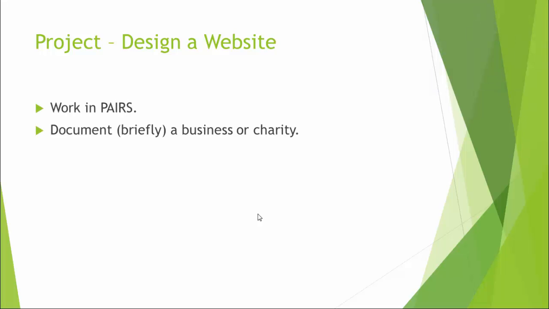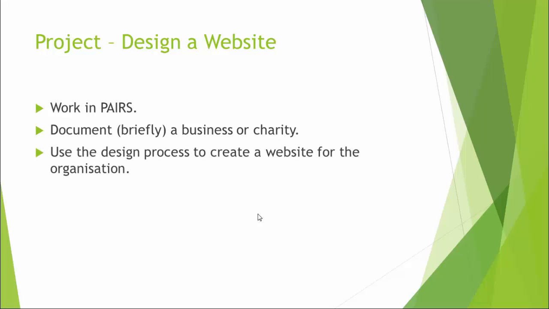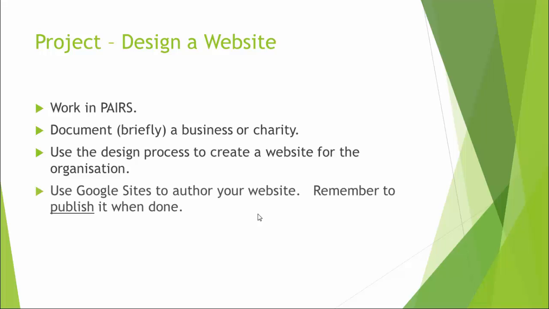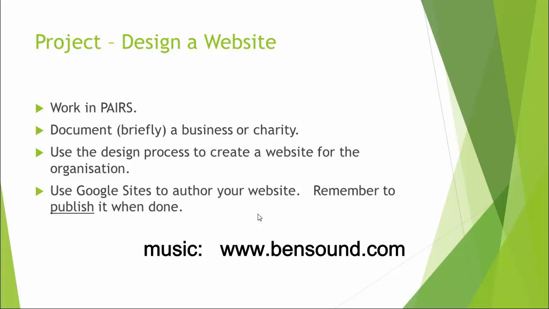Okay, so our project then, we're going to design a website working in pairs, and we're going to go through the entire design process. So we're going to document very briefly a fictitious business or charity. Then we're going to walk our way through the steps of the design process. So we'll document the goals of the website. We will profile our customer base. And then we'll create a design for the website from there. Use Google Sites to author the website. Don't forget to publish it when you're done.